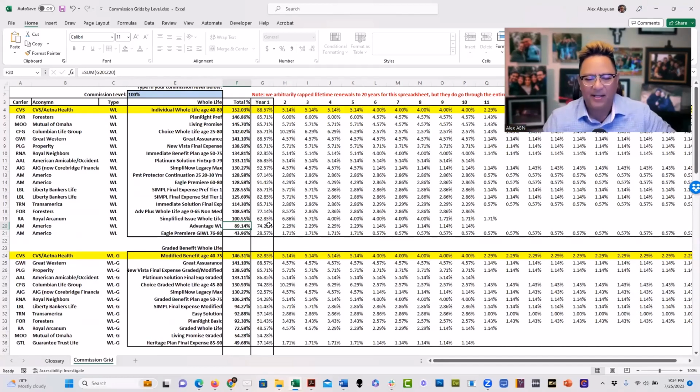Let's do the math. 152 minus 89. How much money are you losing by making a wrong decision? You're giving up 63 commission points. But let's just talk first year. That's 74, that's 88. Or you can go Royal Arcanum at 62% or 88.757% just on the first year.